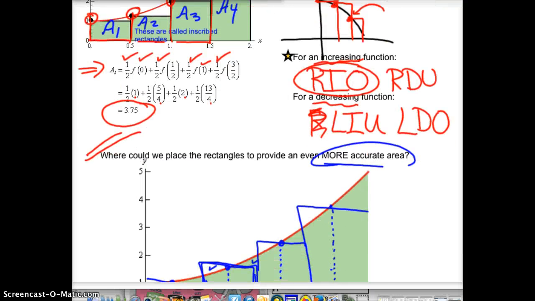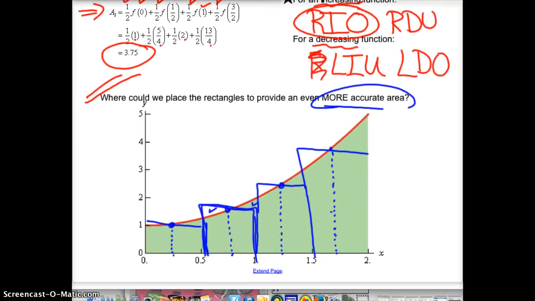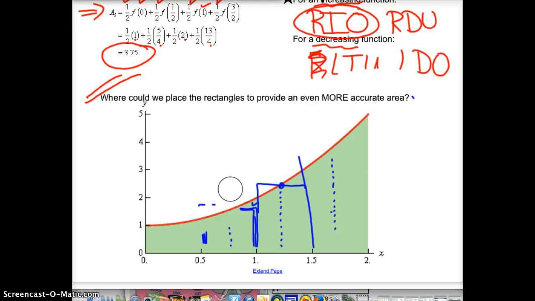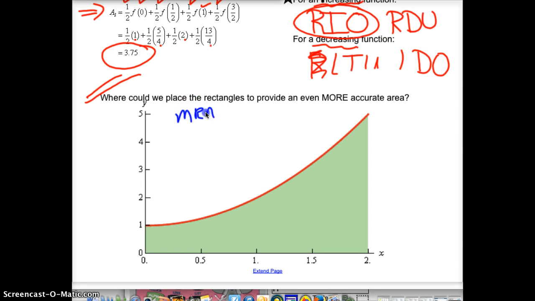So when we had left off, we had just finished doing, at first, a right rectangular approximation method, which gave us an overestimate. Then we did a left, which gave us an underestimate. And now to be even more accurate, what we're going to do here is a midpoint rectangular approximation method. And you'll see we even get a little closer.